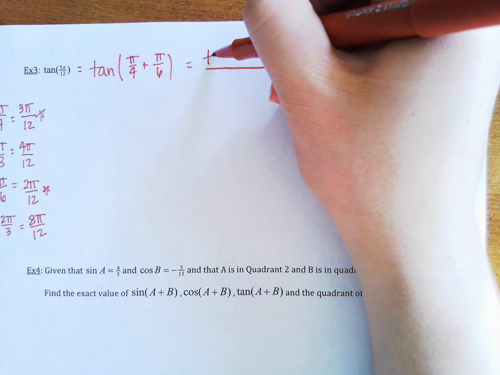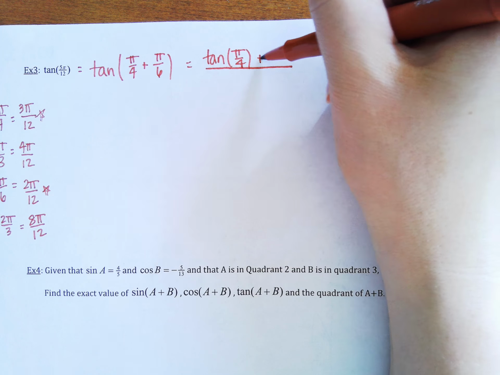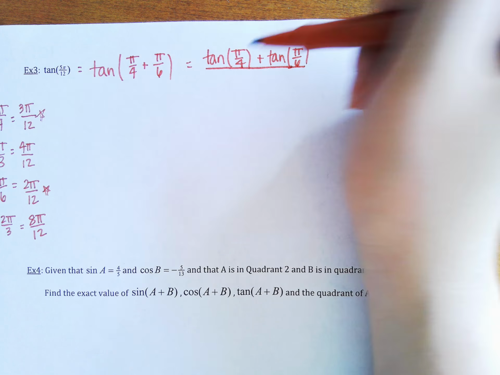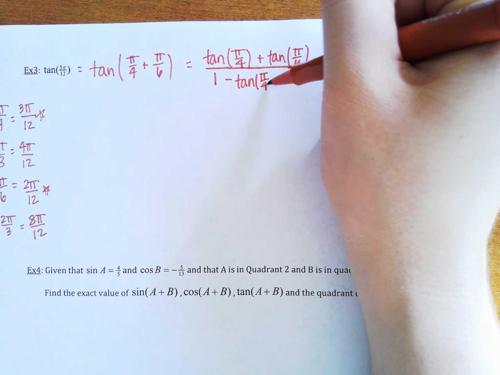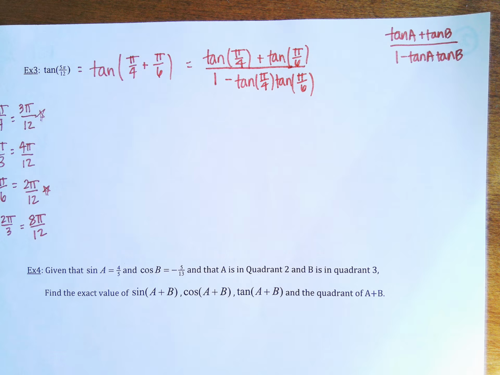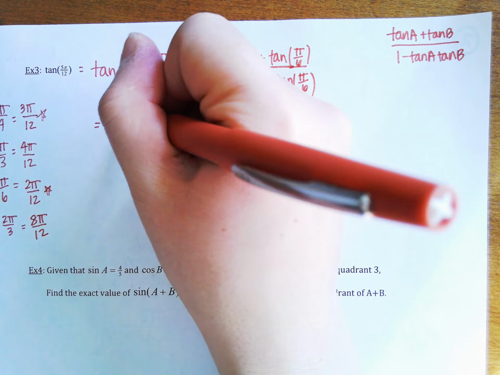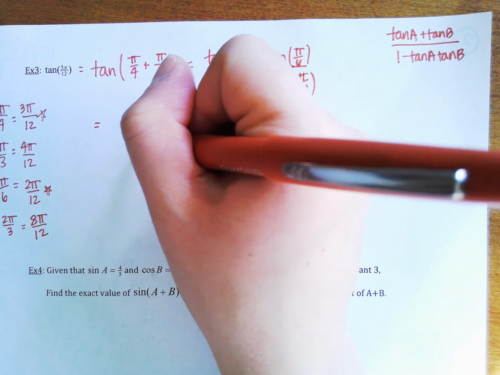So I need to find the tangent of pi over 4 plus the tangent of pi over 6, over 1 minus the tangent of pi over 4 times the tangent of pi over 6. Well, the pi over 4 we just found on the other side. Pi over 4 is 45 degrees. The tangent's just 1. This is what we have so far.